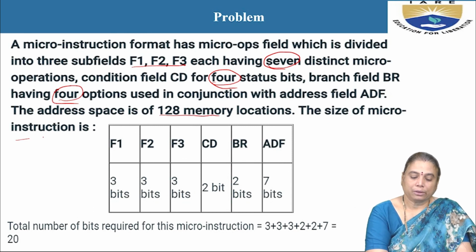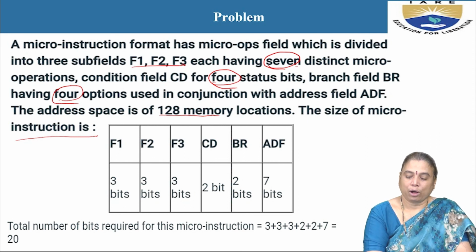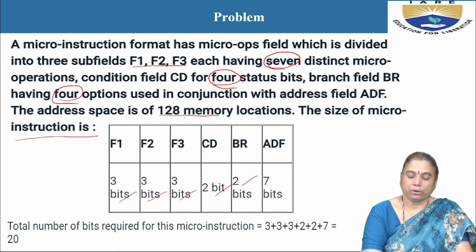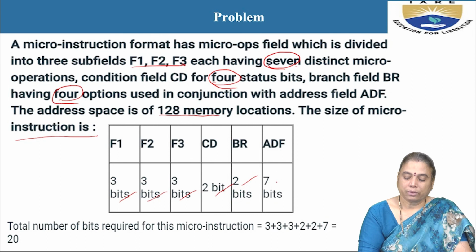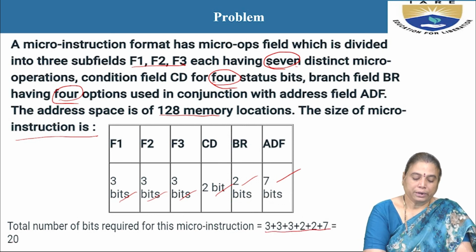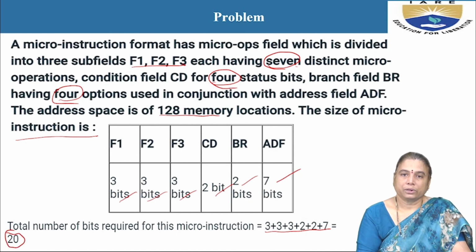What is the size of the micro instruction? So F1, F2, F3, the 3 fields can specify 7 distinct micro operations, so they are 3 bits each. And CD and BR are specifying 4 options, so they are 2 bits each. And the address is used in order to locate 128 memory locations, so 7 bits are required. So the total number of bits required for the micro instruction is the sum of all these bits. So it is 20. Okay. So like that the micro instruction address field bits can be calculated.